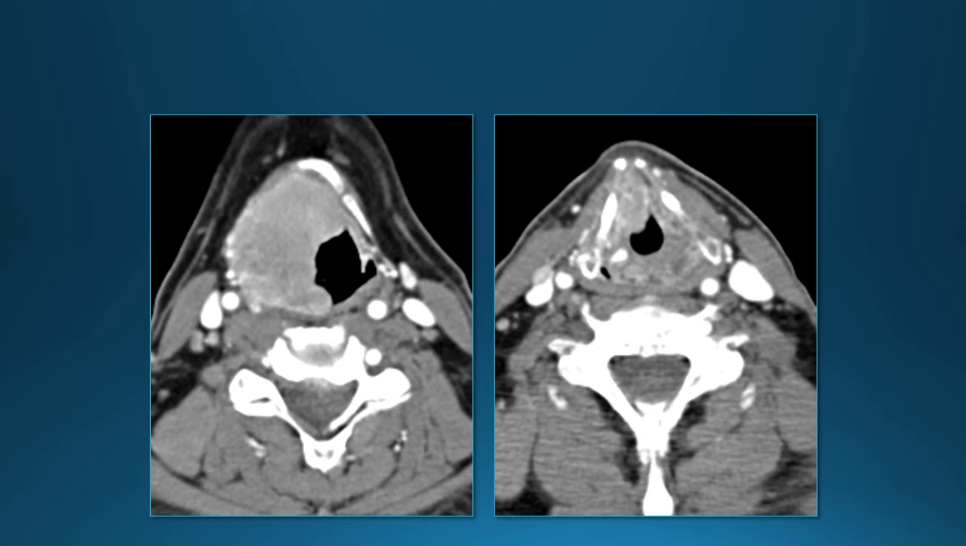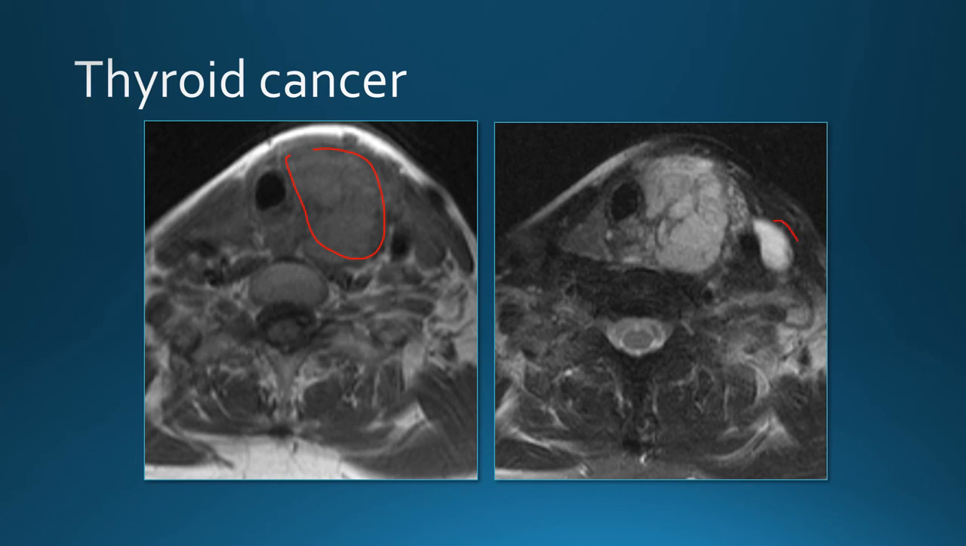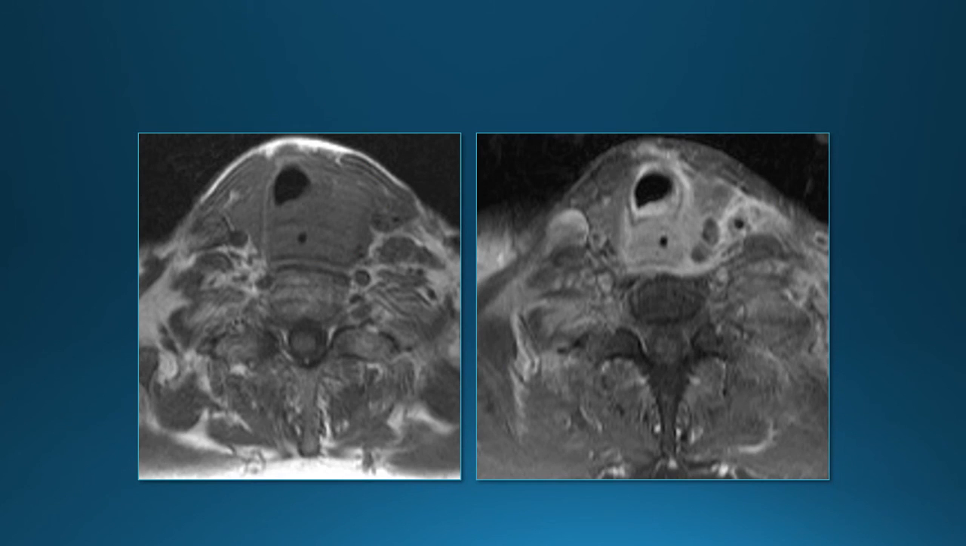So this particular patient with this large laryngeal mass, we're dealing with a squamous cell cancer of the larynx. Another patient with a mass here involving the thyroid. It's a patient with thyroid cancer. You can also see an abnormal lymph node over here. And this is a patient with esophageal cancer here.